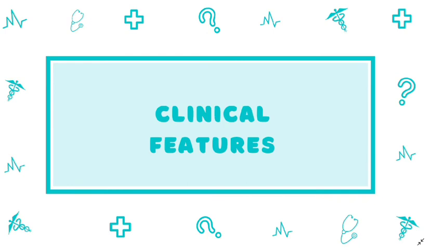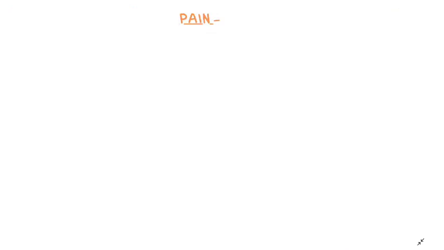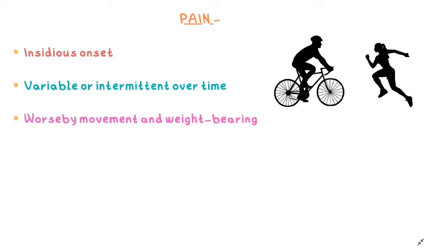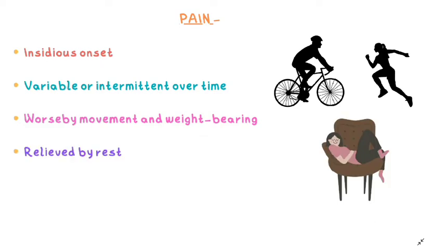Clinical features. The joint pain would be, its onset is insidious, it takes time over months or years, variable or intermittent nature over time with good days and bad days. Mainly related to movement and weight bearing, relieved by rest.